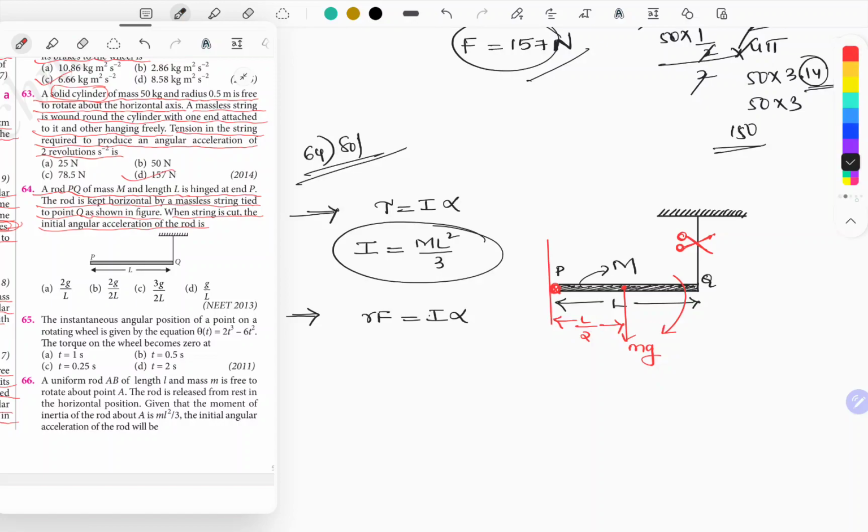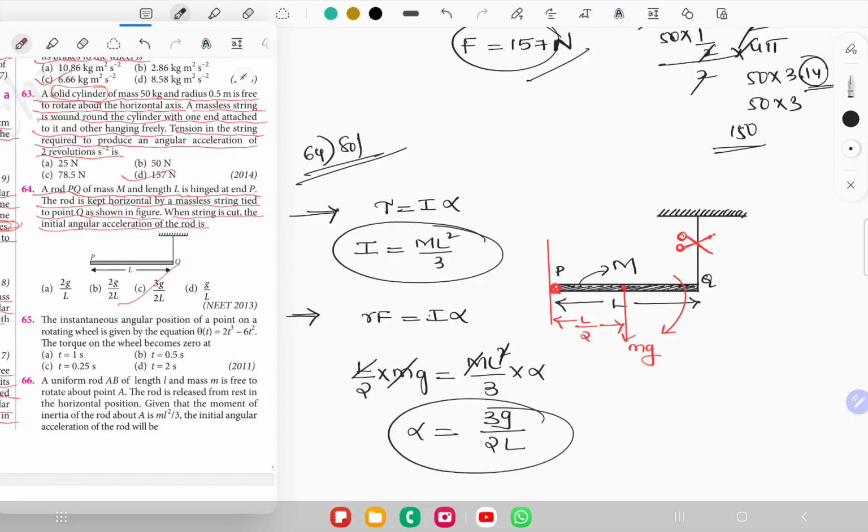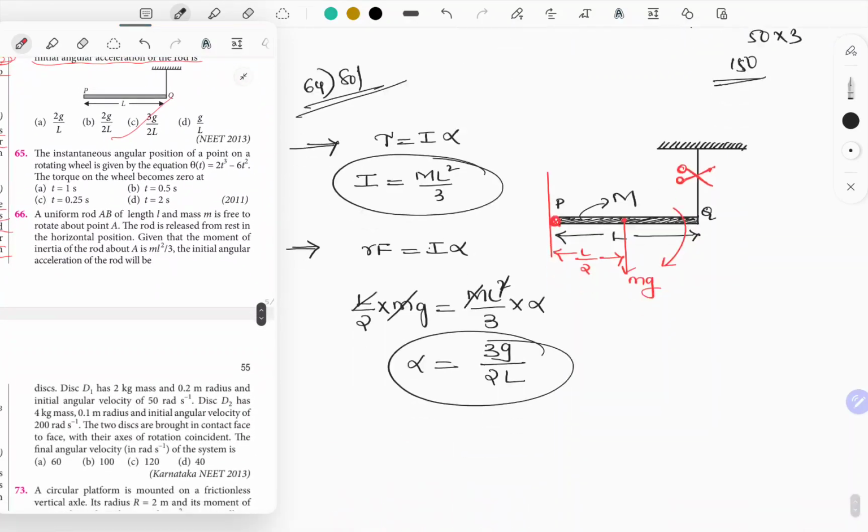Then how to find out the torque? So length is L by 2 into force which is mg, which is equal to the moment of inertia mL square by 3 into alpha. L will get cancelled out, m will get cancelled out, then alpha is equal to 3g by 2L. This is the answer. So which option matches? Option C is the correct answer. Is it clear, guys? Very good.